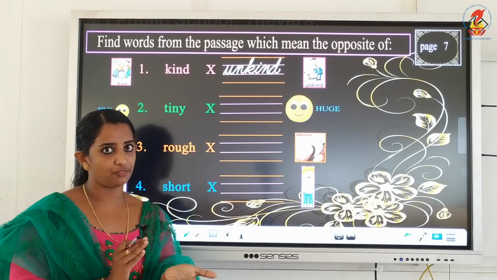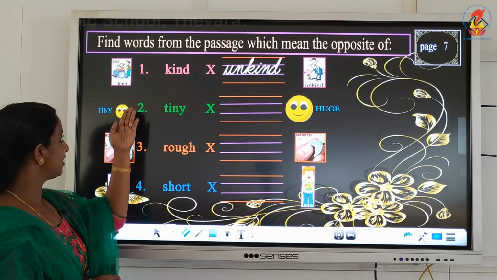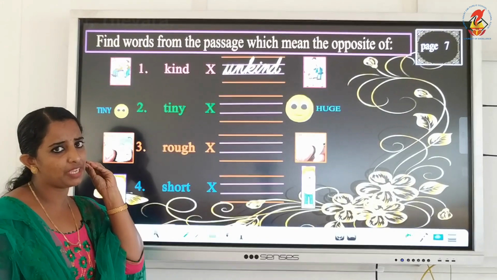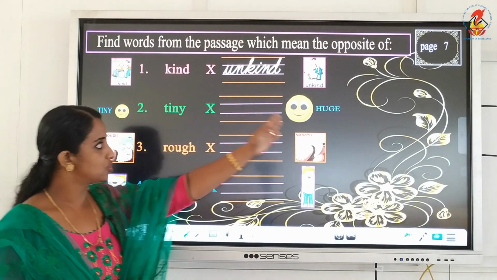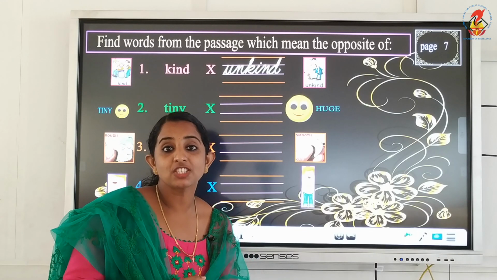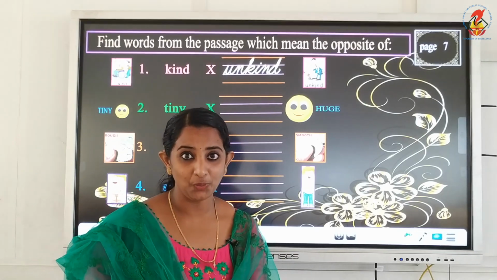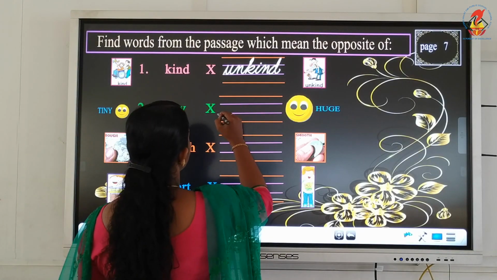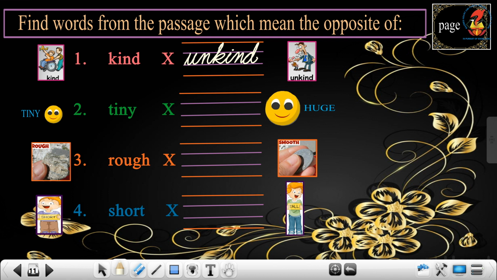Now moving on to the second question, we have tiny, small. So what will be the opposite of tiny? You see the image here, you can see a tiny image of a smiley. Now just opposite you have here huge. Repeat after me, children. Huge. H-U-G-E, huge. Right here. Touch the line, slant your letters towards your right hand side. H-U-G-E, huge. Repeat after me, huge.